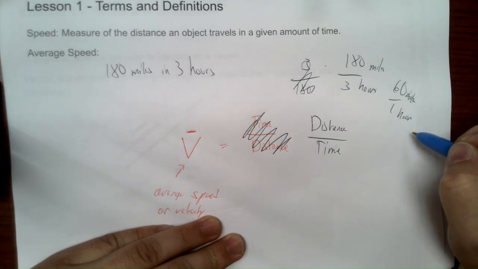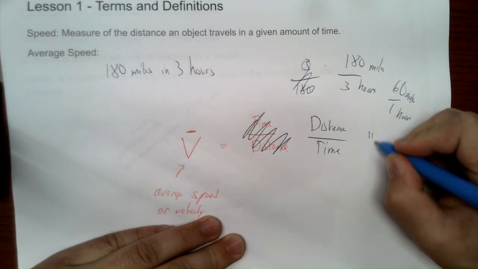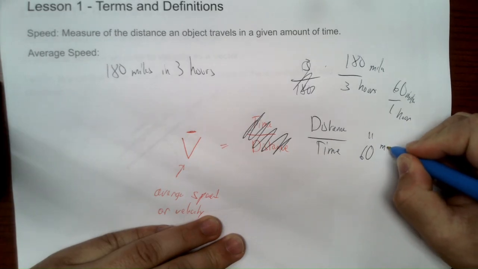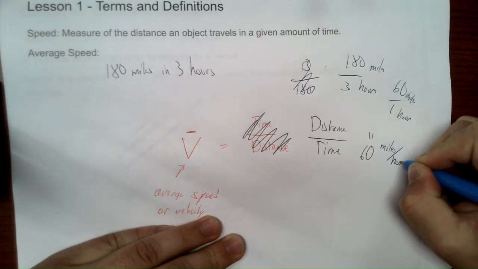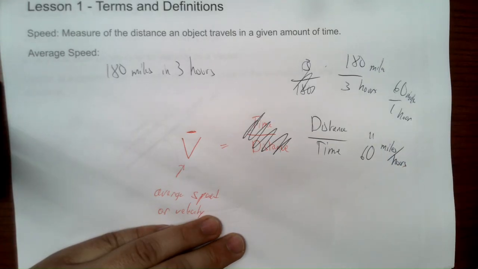Now, don't forget these units stay here too. So we're going to rewrite this answer as 60 miles over hours, or 60 miles per hour.